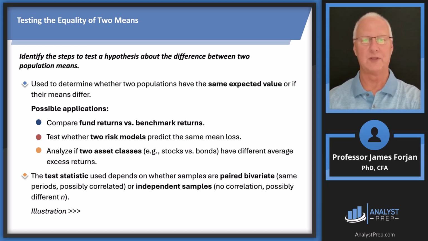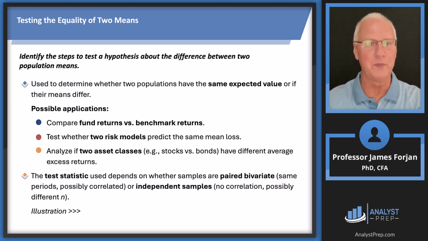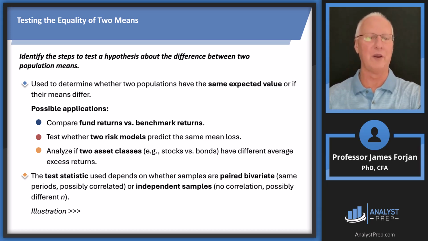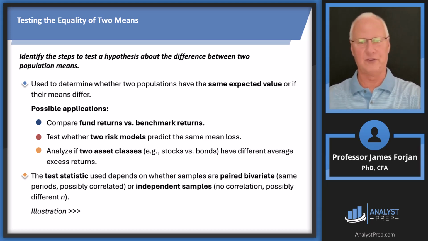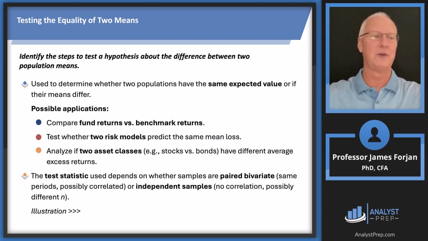Now, how about if we want to test the hypothesis about two different population means? This is a better example, a more complete example of two people arguing, right? So look at what we have here. Compare fund returns versus the benchmark return. We have the benchmark over here, S&P 500 index, and we have our fund.